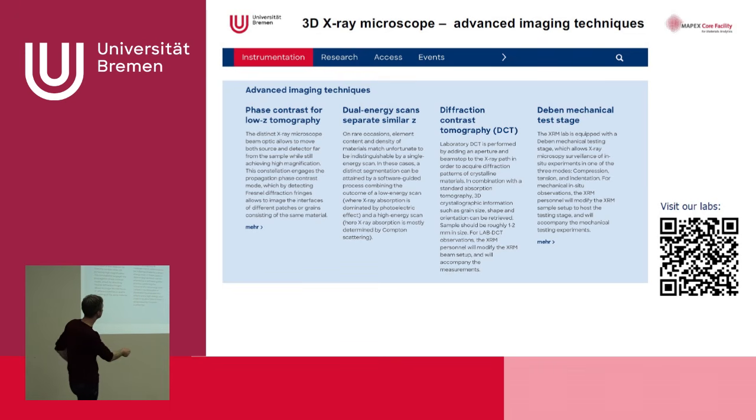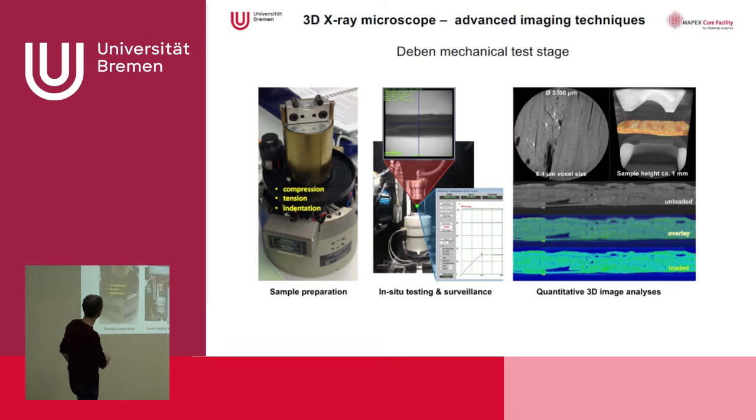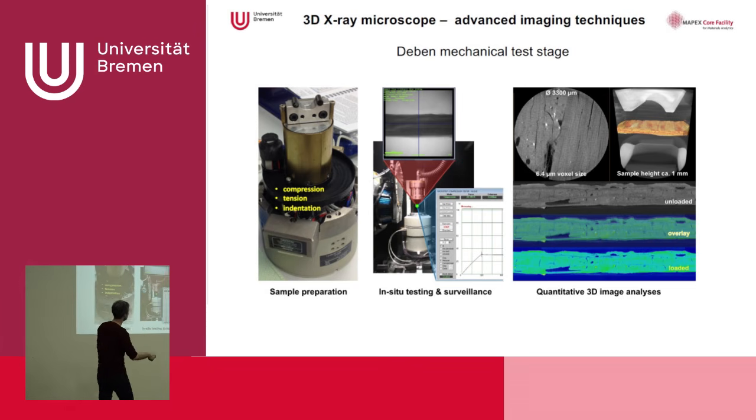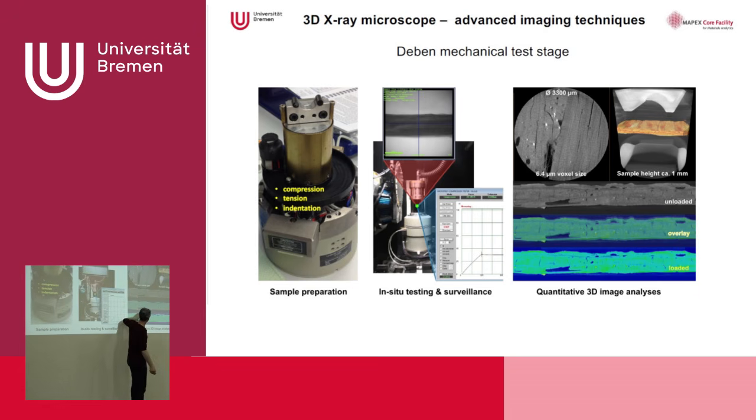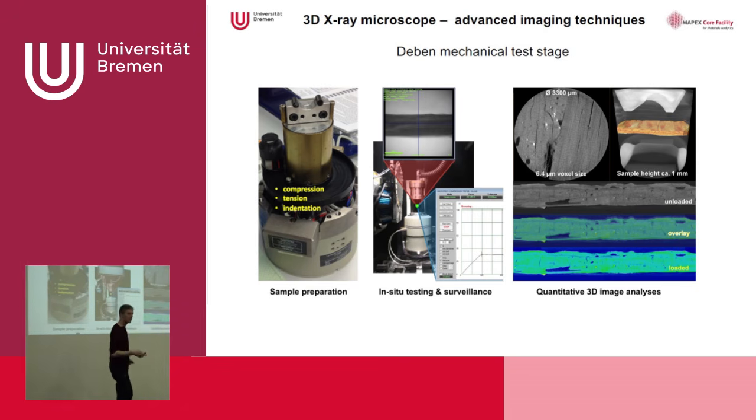One very special thing is the Deben mechanical test stage. This is something where you can put a sample here, and you can make compression, you can make tension experiments, or indentation like it is mounted here. You can put something very flat in it and then bend it, and then you can see in the imaging what is the unloaded state, what is the loaded state, and then you can do an overlay and you see some difference in mechanical reaction. And you can quantify that, of course.